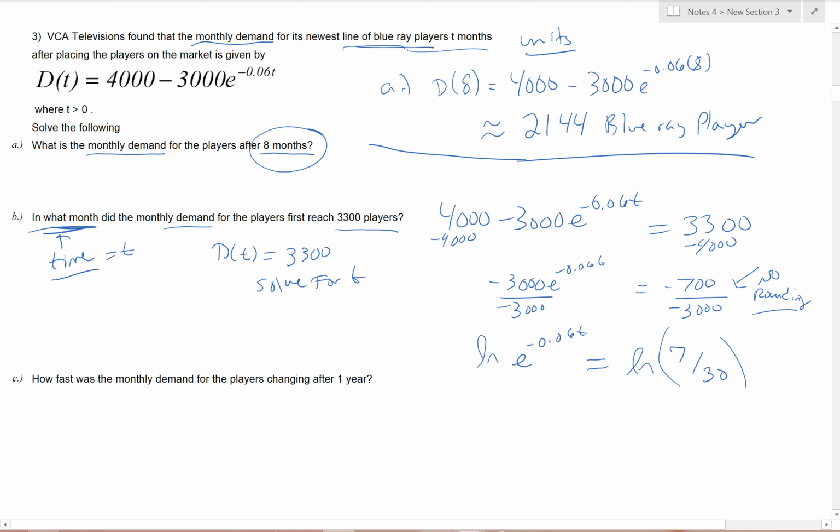Alright, so over here, our goal was to get rid of the e, which we will. That simplifies to 0.6 times time equals that natural log of 7 over 30. And then divide by the negative 0.06. Alright, so this is what we're going to plug into the calculator. That's a 6.